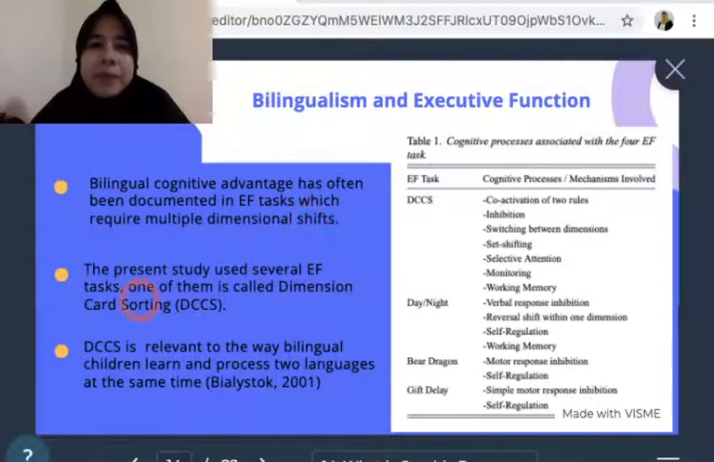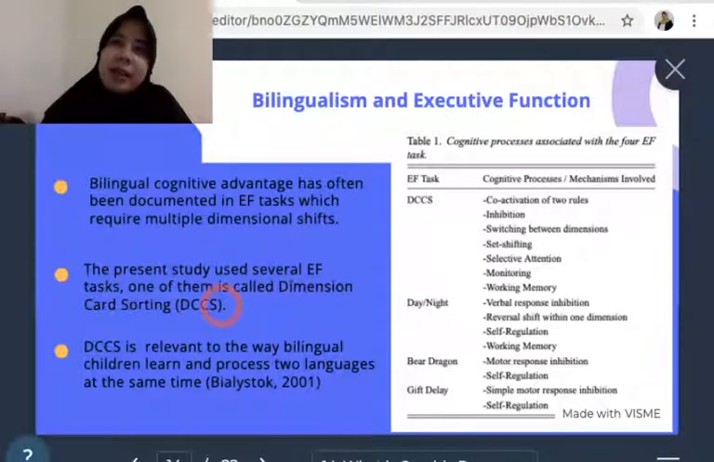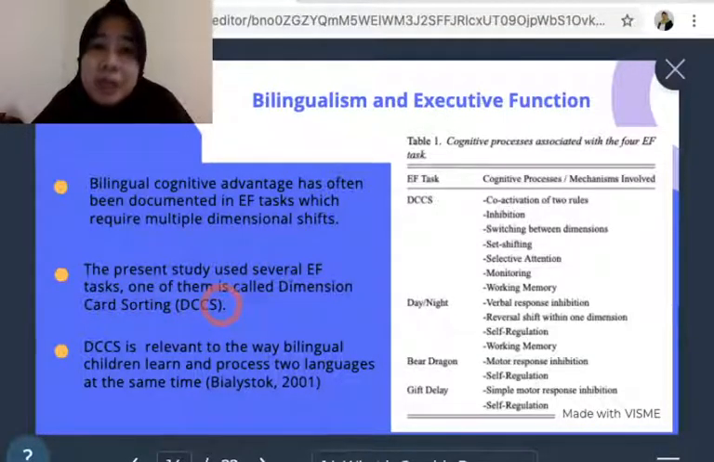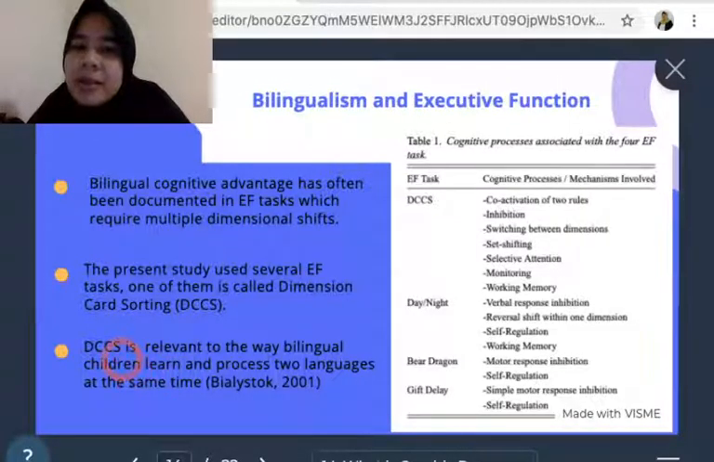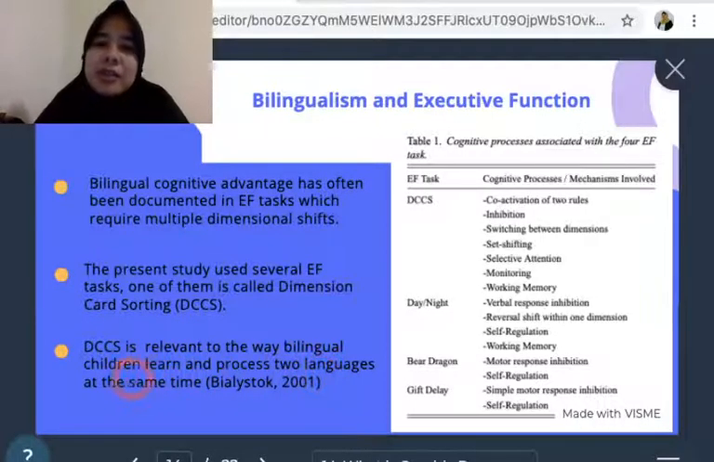One of the executive function tasks is called dimensional card sorting, or DCCS. This is one of the performance tasks using cards. The participant has to show the cards as instructed, in regard to the shape and also the colors of the cards. And also, DCCS is relevant to the way bilingual children learn and process two languages at the same time.